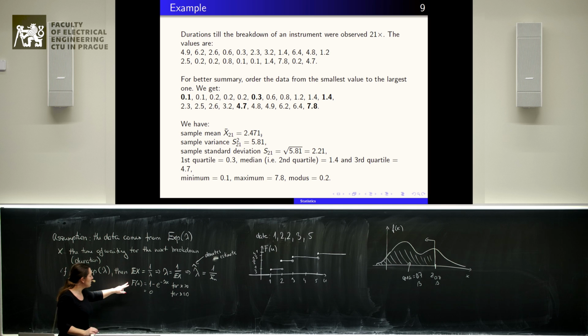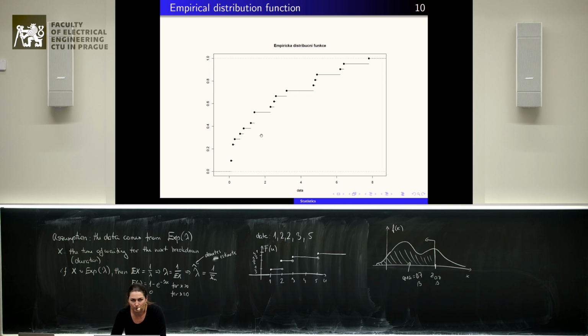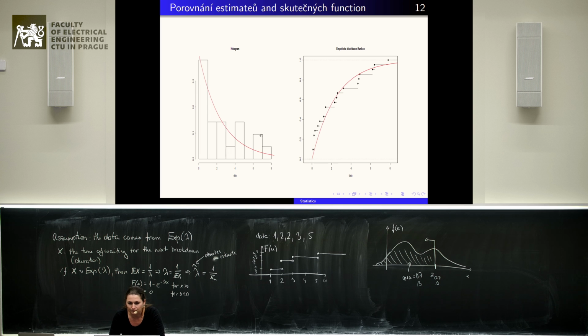So when we draw this function with such an estimated lambda, it should be similar to the empirical distribution function, which is estimated from the data. This is the empirical distribution function, so the distribution function estimated from our 21 observed values. Now forget the left picture and look at the right picture. By the red line, we draw the distribution function of the exponential distribution for lambda estimated as 1 over the average. We can see that the functions are really very similar.